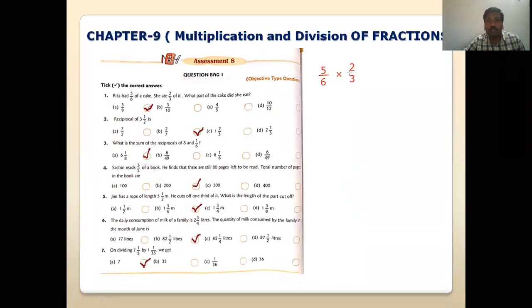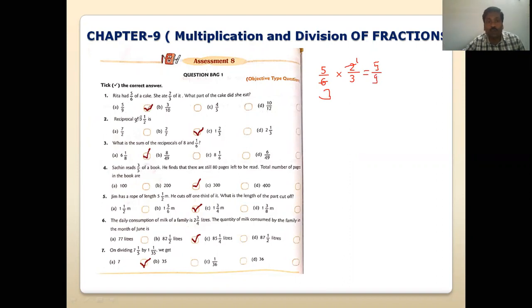Now we cancel it. How can we cancel it? Above and below, each other. 2 ones are 2 and 2 threes are 6. So in this way, we can find the product of these two numbers. We get 5 ones are 5, and 3 threes are 9. So in this way, our answer will be 5 by 9.